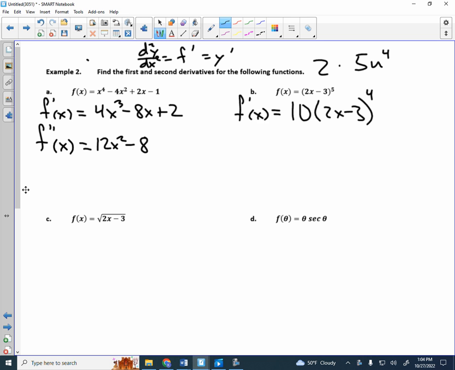See that? Okay. All right, so we're going to do this second derivative now, f double prime of x. What's the derivative of the inside? 2, and then the derivative of the outside will be 40u to the 3rd. So you can see you're going to get 80 times (2x minus 3) to the 3rd power. Whoops, should I rewrite it?